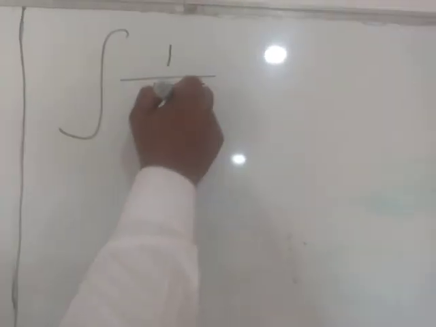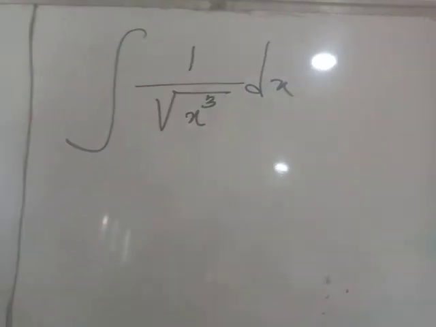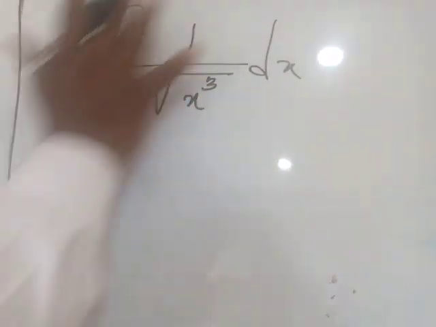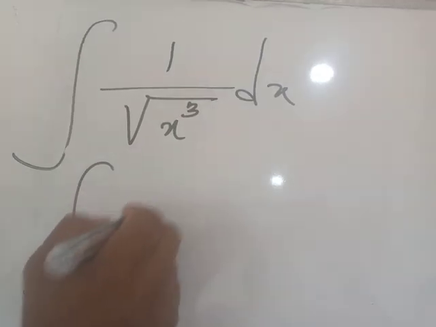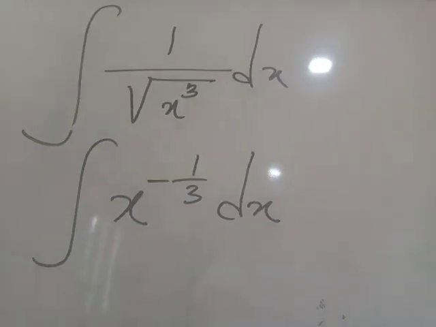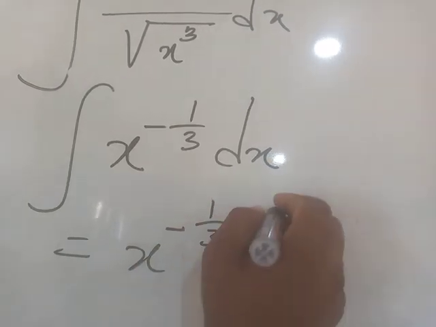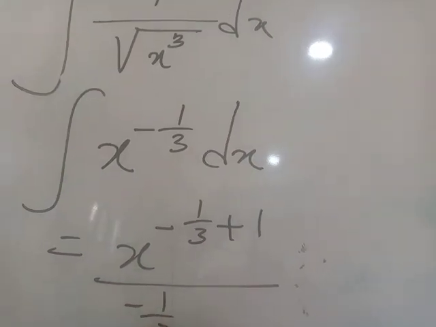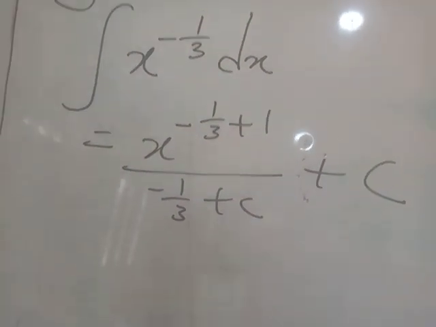So if we are given the integral of, let's say, 1 all over the square root of x raised to power 3 with respect to x, we are asked to integrate this. First of all, what I'm going to do here is rearrange it very well. So we have the integral of x raised to power minus 1 over 3, then dx. If I integrate this, we have x raised to power minus 1 over 3 plus 1 all over minus 1 over 3 plus 1. Please don't forget, you must always put your constant of integration.